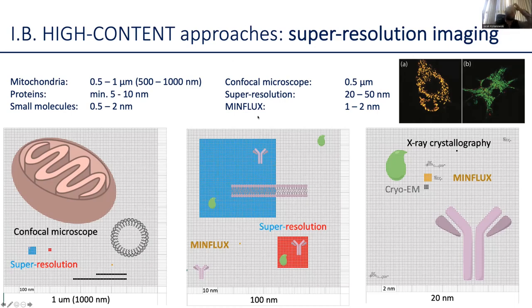And this is particularly possible with this new technique, which is called MinFlux. We have been one of the first few places in the world to acquire that microscope. And this technique allows you to look at molecular targets with even 1-2 nanometer resolution. So literally, the pixel of that technique can be smaller than the size of the protein, and pretty much the size of a single small molecule. So that approach really allows you to study things exactly where they are.